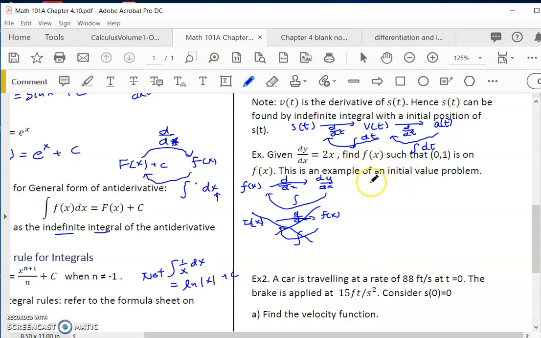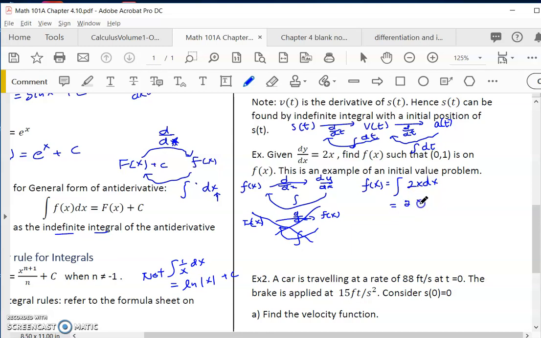So you would say f of x is what? f of x is equal to the integral of dy/dx, so the integral of 2x dx. That's how we write it because this was the original. Yeah, so the notation switches. And then how do I do this? This is just an antiderivative problem.